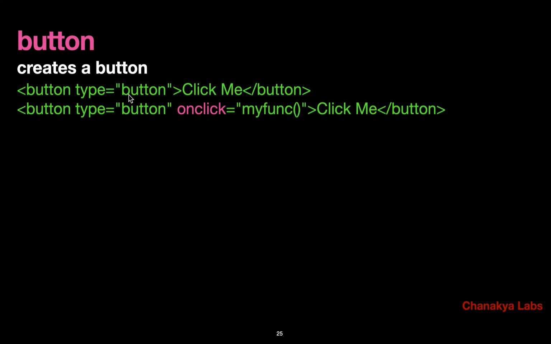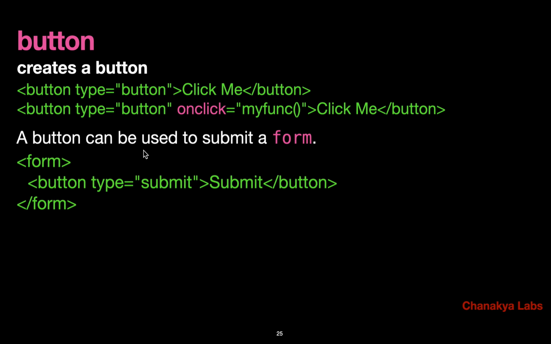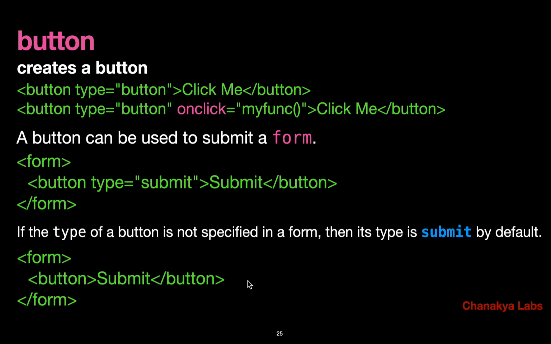This should be fine. Type button should be enough for now. When you simply need to handle JavaScript functions, when you need to trigger some functions, just use type button. Inside a form, just use type submit, or if you don't use anything, by default it is type submit. We already said button can be used to submit forms. So inside a form, if you write type submit, it is a submit button. Even if you don't write it, as I mentioned, it is submit by default. So this is also fine.